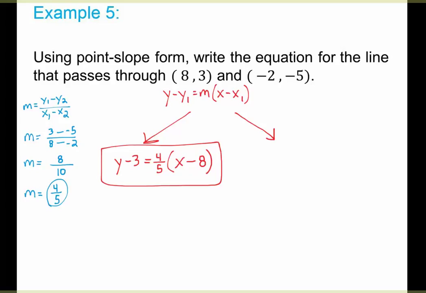Now, I'd like you to practice the other point just because it deals with negatives, and you want to be comfortable with what happens when you plug in the negative numbers. There's always a simplification that needs to occur. So we've got y minus, in this case, y sub 1 is negative 5. So y minus negative 5 equals the slope, which is still 4/5, times the quantity x minus x sub 1, in this case, x minus negative 2, because negative 2 is x sub 1. And you're just going to have to simplify there. So when we simplify, pretty easy stuff. This becomes y plus 5 equals 4/5 times x plus 2. And there you have it.